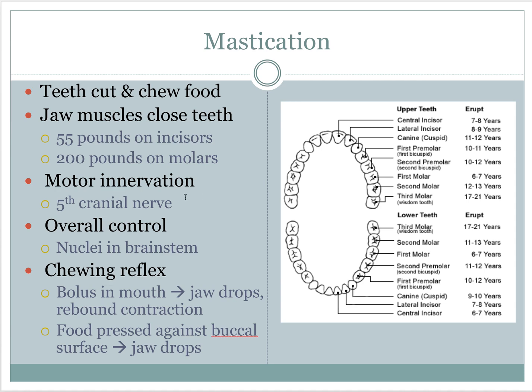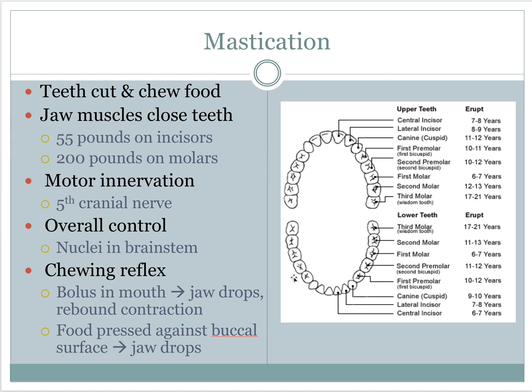The fifth cranial nerve gives the motor innervation to these areas. Overall control of mastication is a brainstem area that we'll talk about in just a little bit. But essentially what you see is the chewing reflex. You have food in your mouth, the jaw reflexively drops. You don't have to think about doing that. So part of this is just reflexive.